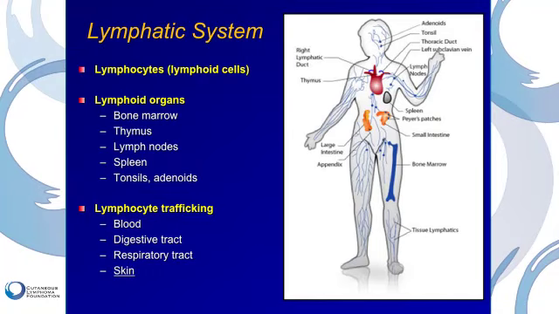Typically, they do that through the bloodstream, and they populate the digestive tract, the respiratory system, and the skin. Therefore, lymphomas may not develop only from cells that are located in some of the main lymphoid organs, such as the bone marrow, the lymph nodes, and the spleen, but they also develop in the respiratory system, in the digestive tract, and in the skin.